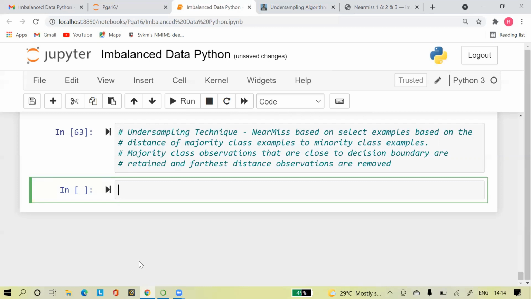So the near-miss algorithm will take the distance. This is a distance-based calculation of majority classes. It does not calculate the distance between the minority class and the decision boundary. It only takes into consideration the decision boundary and the distance of the majority class. The smallest distances, which are nearest to the decision boundary, will be considered, and those which are farthest from the decision boundary will be removed. So that is the concept of the near-miss algorithm.